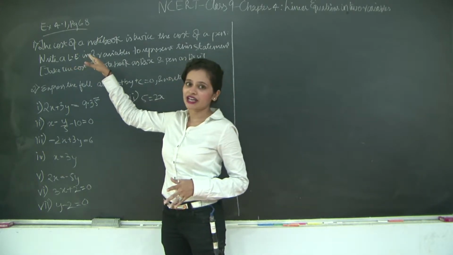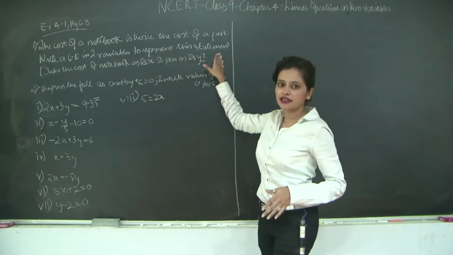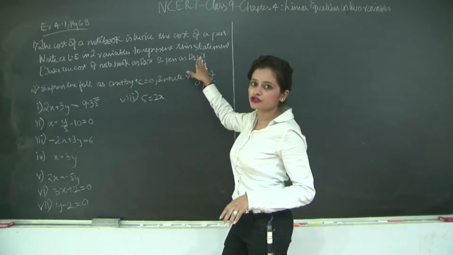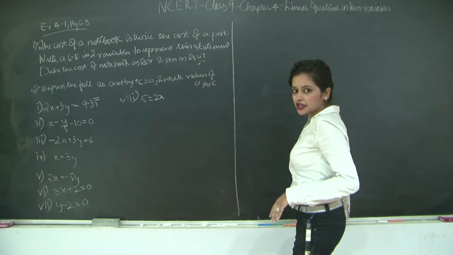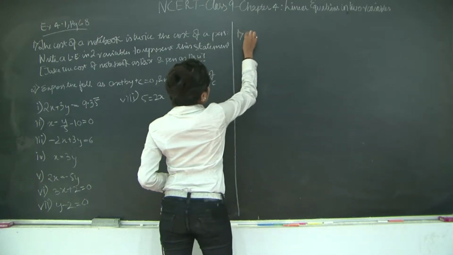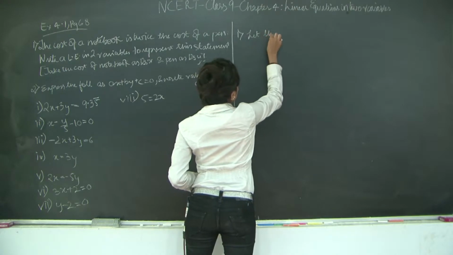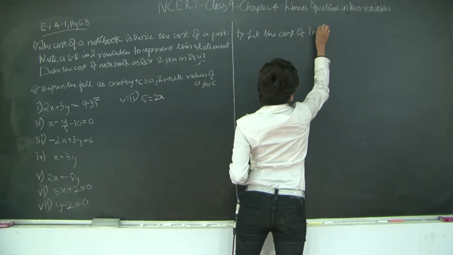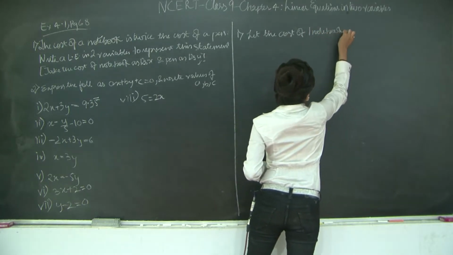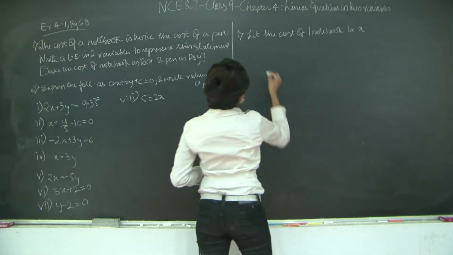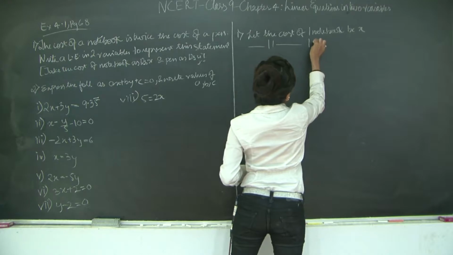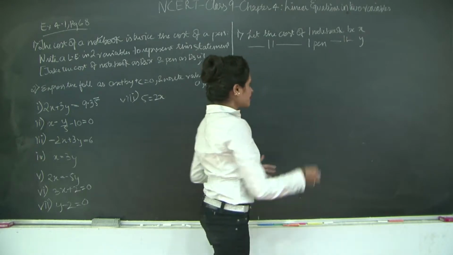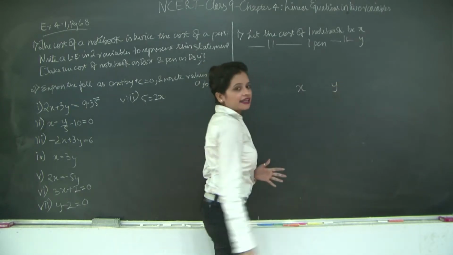LE is nothing but linear equation, I have abbreviated to represent this statement, and do not miss out what is in the bracket, it's very important. Take the cost of a notebook as rupees X and that of pen as rupees Y. So let us go ahead and solve this question. So the first one, let the cost of one notebook be X and let the cost of one pen be Y. So we have X and Y and there needs to be an equation between them.